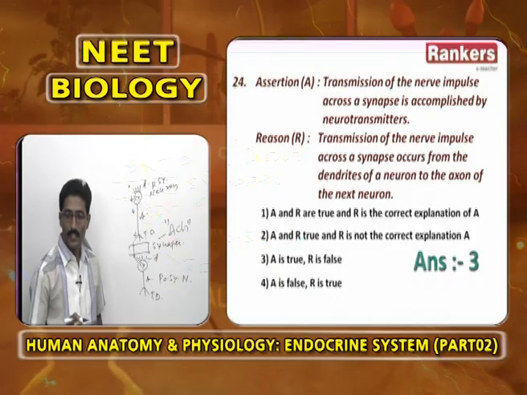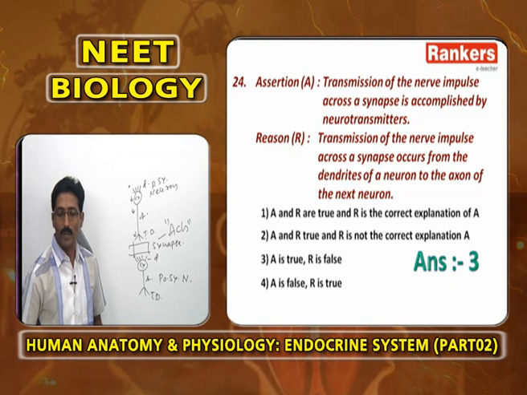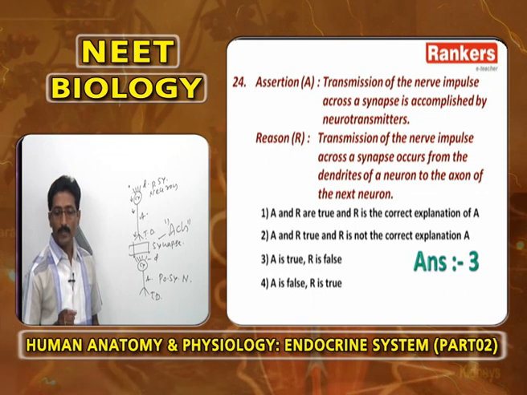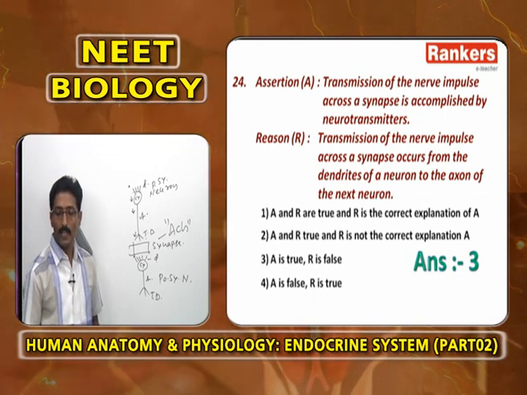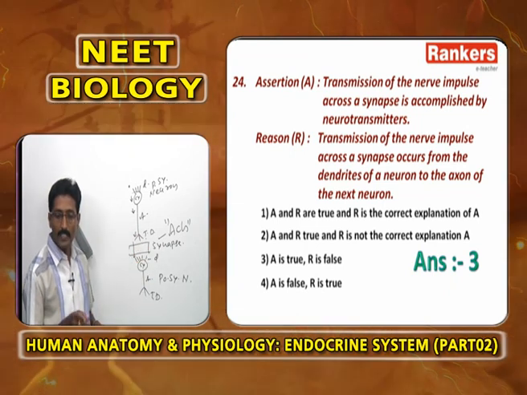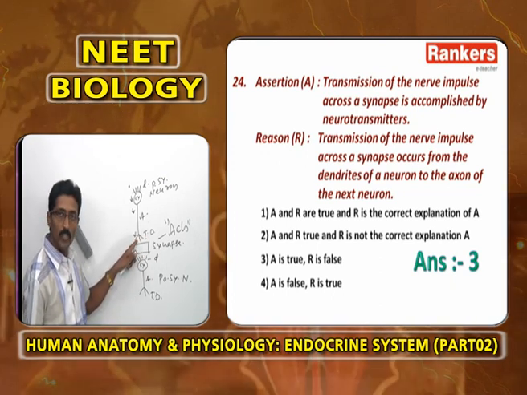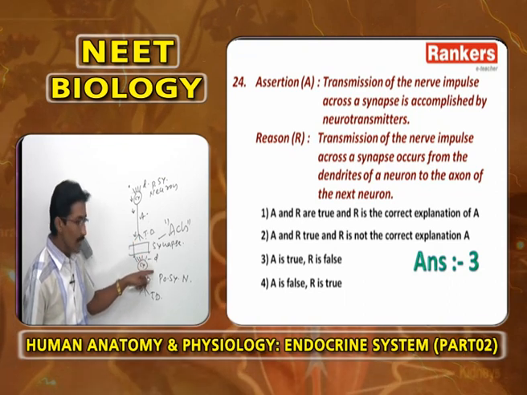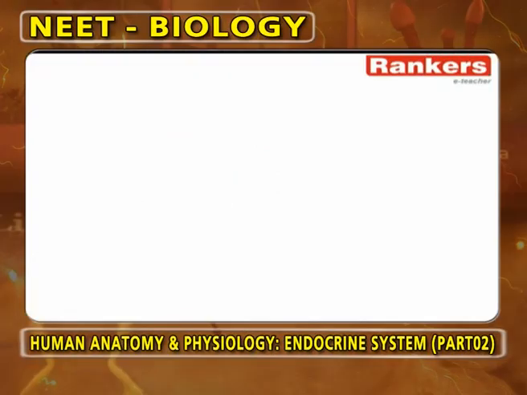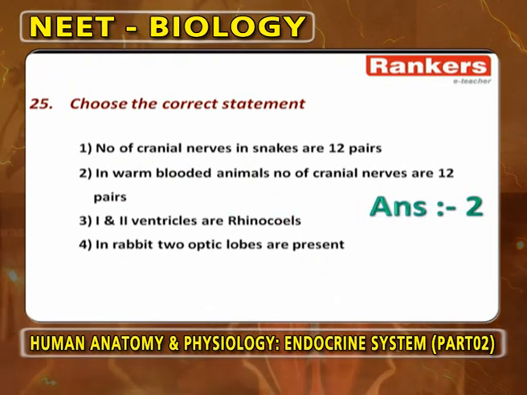Here the question is, transmission of nerve impulse across a synapse is accomplished by neurotransmitters. 100% correct, A is correct. Or, transmission of nerve impulse across a synapse occurs from dendrites of a neuron to the axons of the next neuron. That is wrong. It is from the teledendrons of one neuron to the dendrons of another neuron. So A is correct, R is wrong. Now we go for the next question. Choose the correct statement. Now we have to discuss each and every statement.